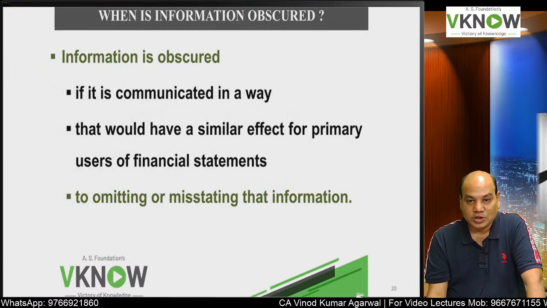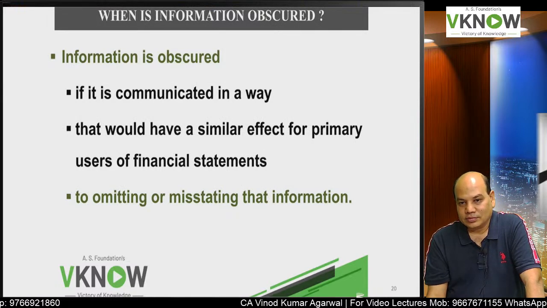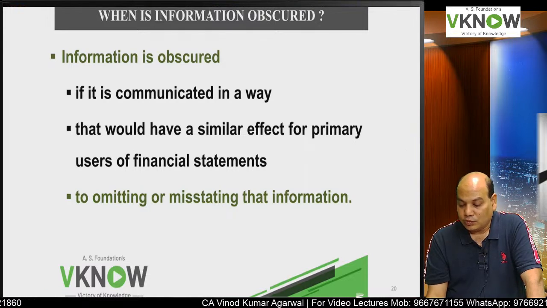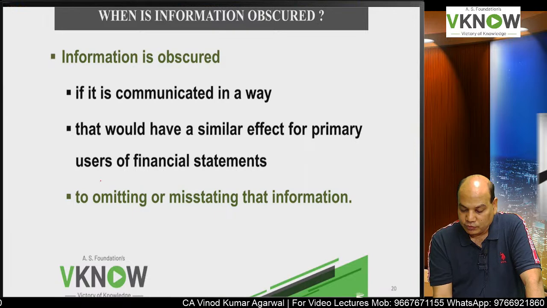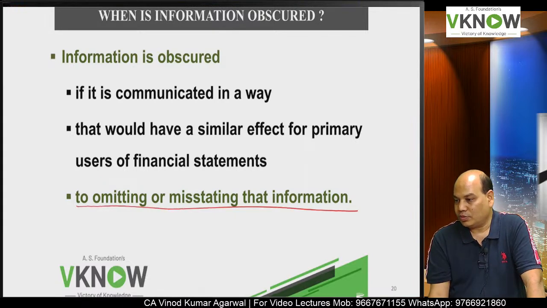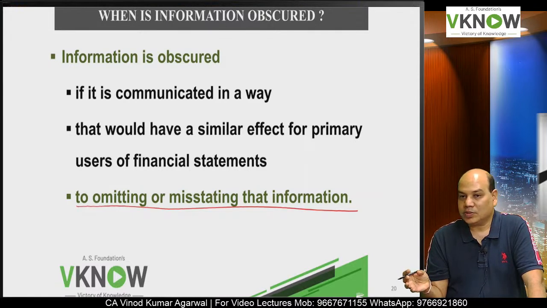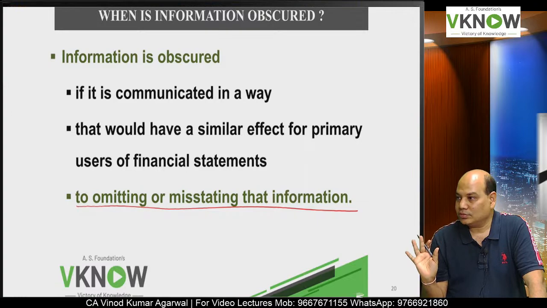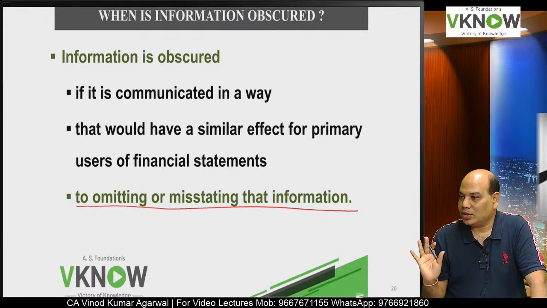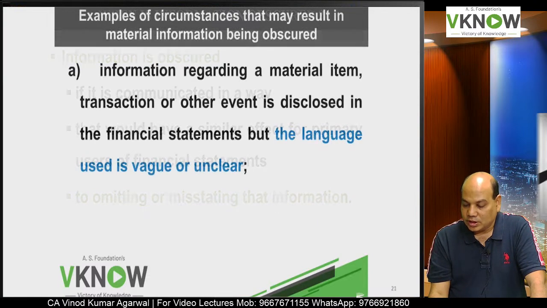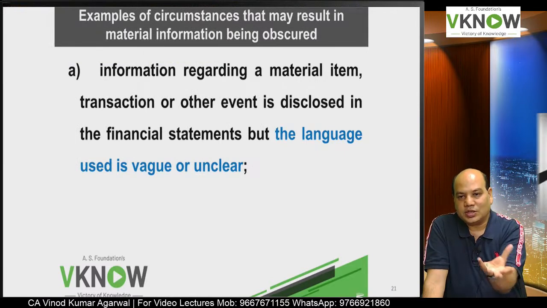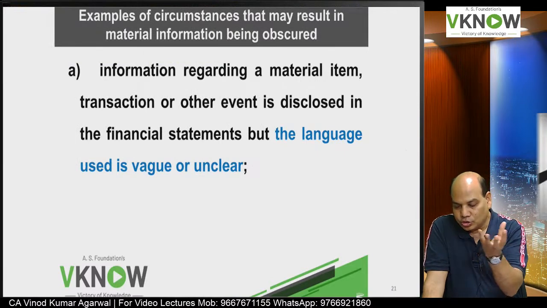So when is information obscured? Information is obscured, meaning hidden, when it is communicated in a way that would have a similar effect for primary users to omitting or misstating that information. So even though it may be there in the financial statement, it is as good as omission. It is as good as misstatement because it is not presented in such a manner that it can be easily understood by the users.